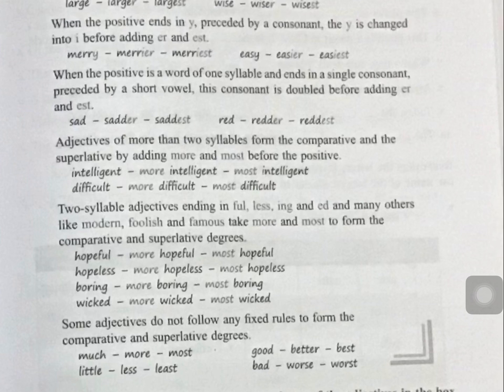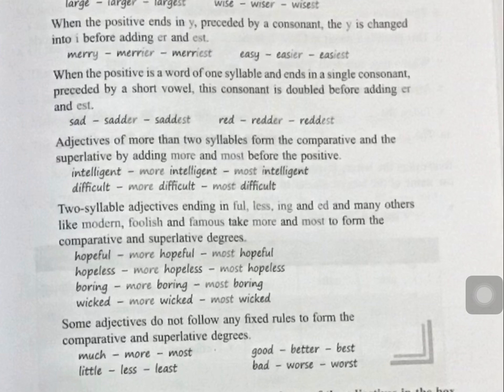Adjectives of more than two syllables form the comparative and the superlative by adding more and most before the positive. Here what did they do, children? They have added more. Adjectives of more than two syllables are long words. Then instead of excluding and including some of the letters while changing the degree of comparison, here what do they do? Some words are added before the positive degree of comparison. More for comparative and most for superlative.